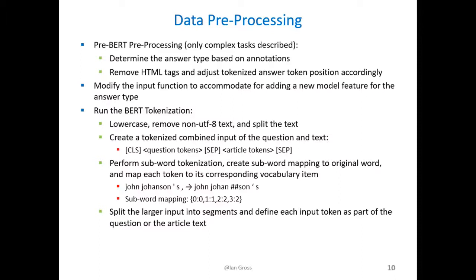The tokenization that's already done by BERT is lowercasing, removing non-UTF text, and then splitting the text. It also combines the input question text with these different tokens over here. Then it does subword tokenization, where it creates a map to the original word and splits it up by its meaning in the word itself. Here's an example where they split up John Johansson's and a sample mapping. And then they split the input into segments for processing and define each input token as part of the question or the article text.